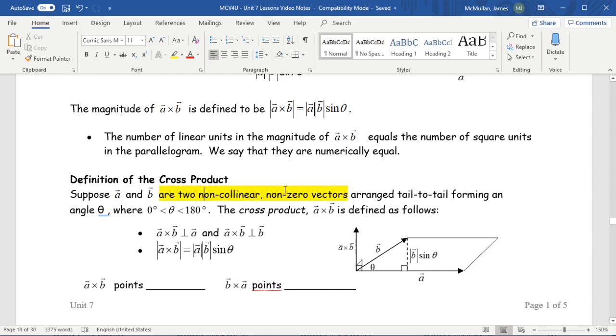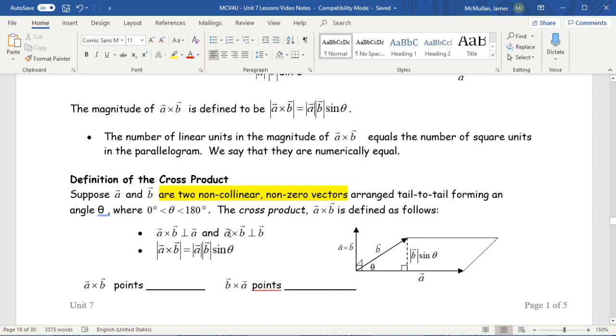Of course, you can't cross zero vectors because every vector is perpendicular to 0. So the problem is it just generates too many answers. It doesn't know what to do. That being said, as long as the two vectors you created are not collinear and they're not 0, then you can always get a cross product.